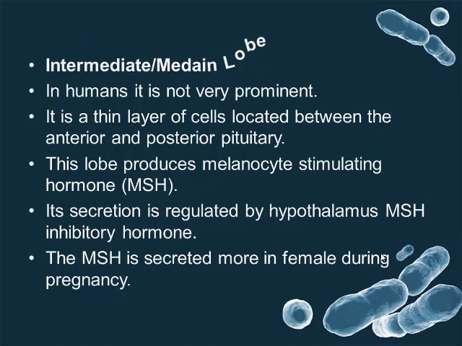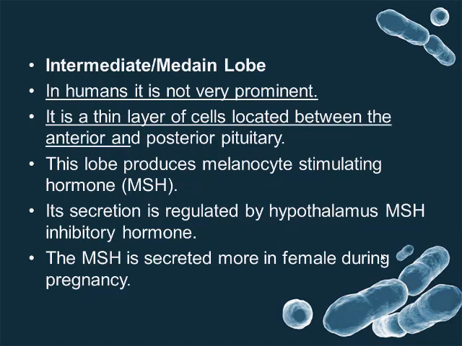Intermediate or median lobe of pituitary gland. In human, it is not very prominent. It is a thin layer of cells located between the anterior and posterior pituitary lobes. This lobe produces melanocyte-stimulating hormone, MSH.